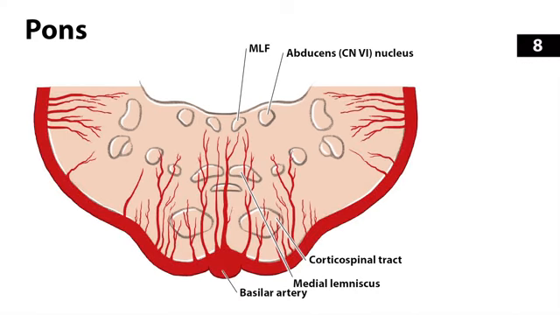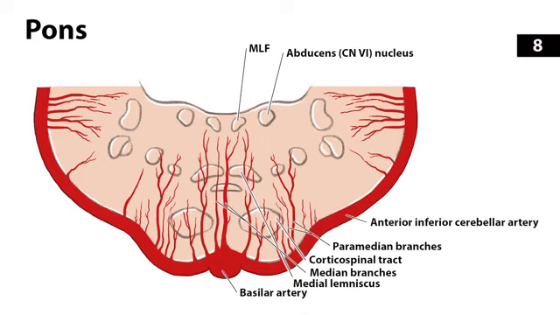And the reason that you want to lump these medial structures together is that they receive blood supply from the median and paramedian branches of the basilar artery, which penetrate the pons. So a basilar artery stroke could selectively knock out these medial structures. The lateral aspect of the pons is supplied by the AICA, the anterior inferior cerebellar artery, which is a circumferential artery that circles around the outside of the pons.